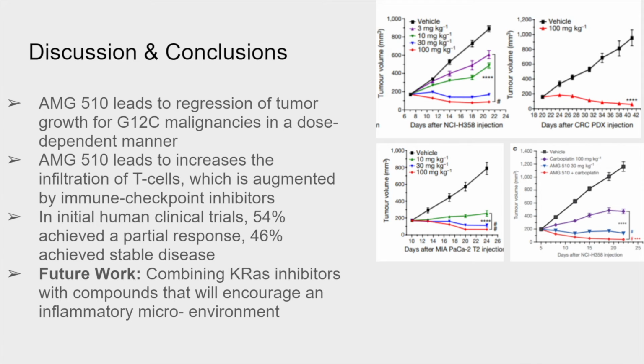Amgen has found that AMG 510, a KRAS inhibitor, leads to regression of tumor growth for malignancies expressing the G12C mutation in a dose-dependent manner. And what this means is, in the top two graphs in the bottom left, the vehicle, which does not have any treatment, has the highest rates of tumor growth as compared to the various colored lines, which represent increasing amounts of AMG 510 treatment. Tumor growth decreases as the concentration of AMG 510 increases.